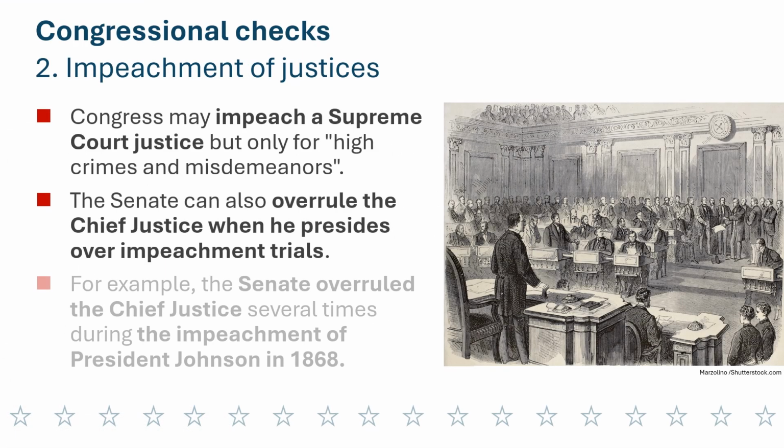Secondly, impeachment of justices and the impeachment process. Congress may impeach any Supreme Court justice, but only for high crimes and misdemeanors. Impeachment trials in the Senate are presided over by the Chief Justice of the Supreme Court. The Senate can overrule the Chief Justice when he presides over impeachment trials. For example, the Senate overruled the Chief Justice several times during the impeachment of President Johnson in 1868.